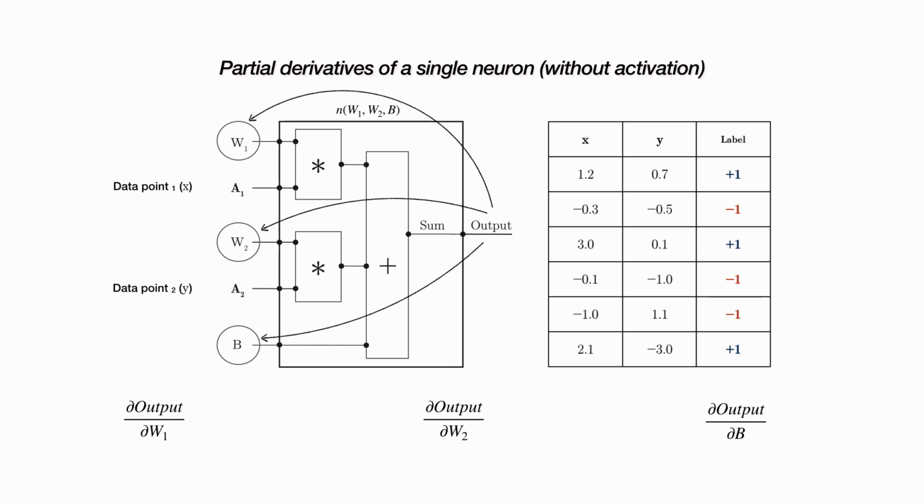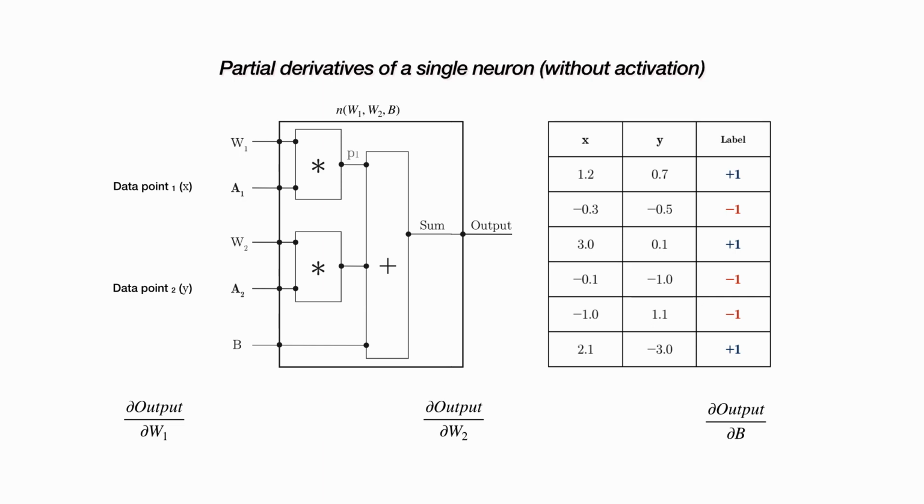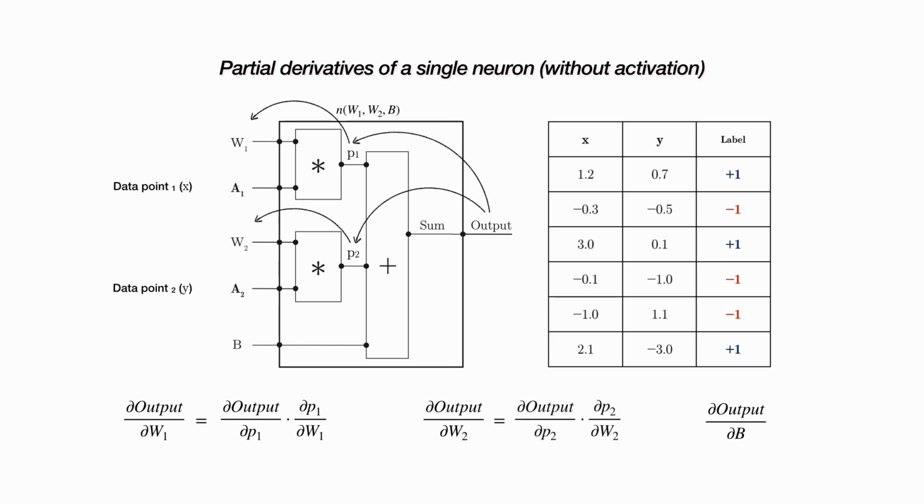If we use chain rule, we can simplify this operation. So instead of writing delta output over delta w1, we can simplify it by computing delta output over delta p1 times delta p1 over delta w1. Yeah? The second one, delta output over delta w2, we can simplify into delta output over delta p2 times delta p2 over delta w2. Yeah?